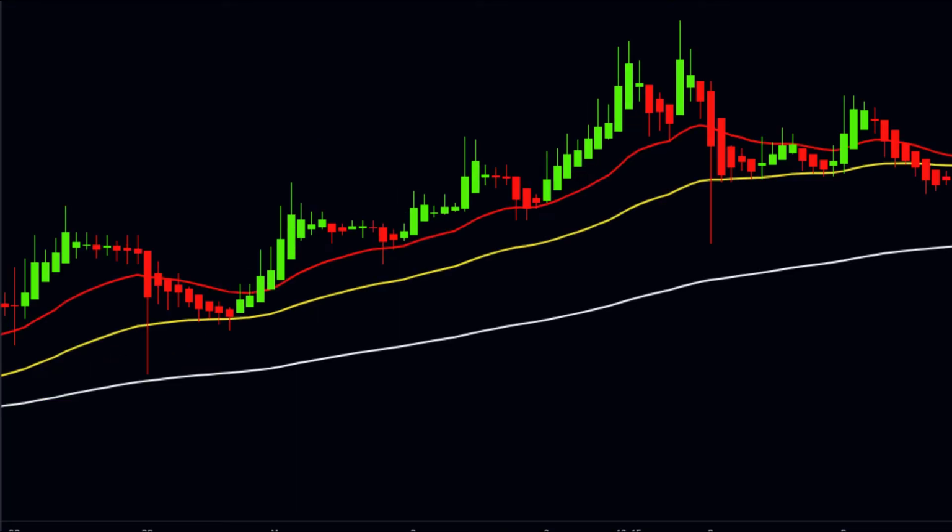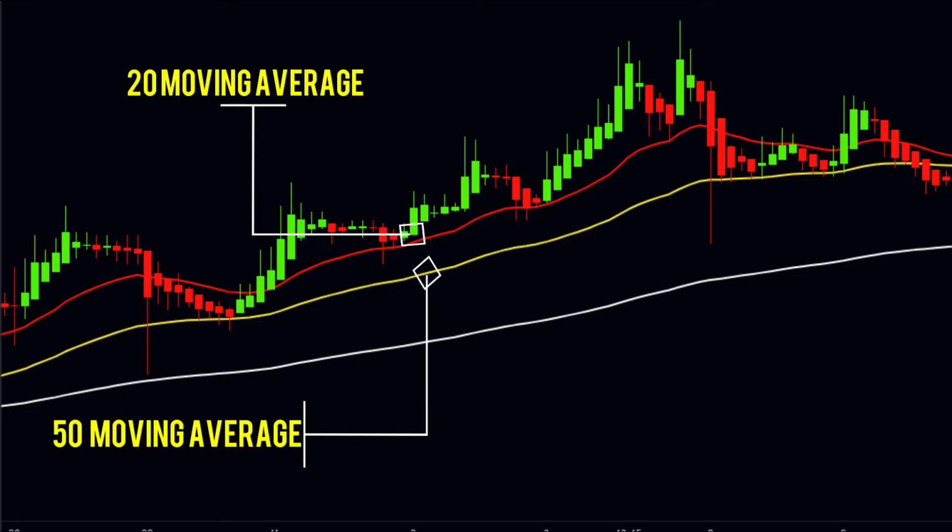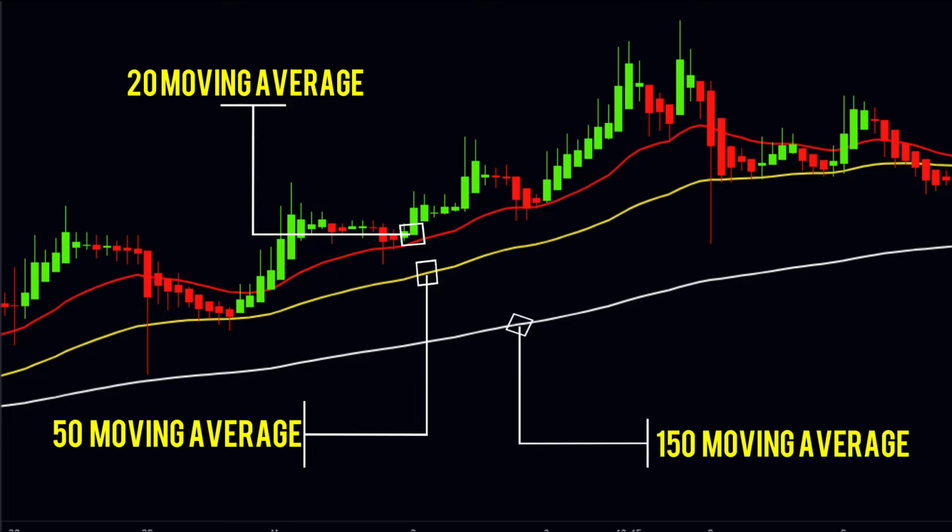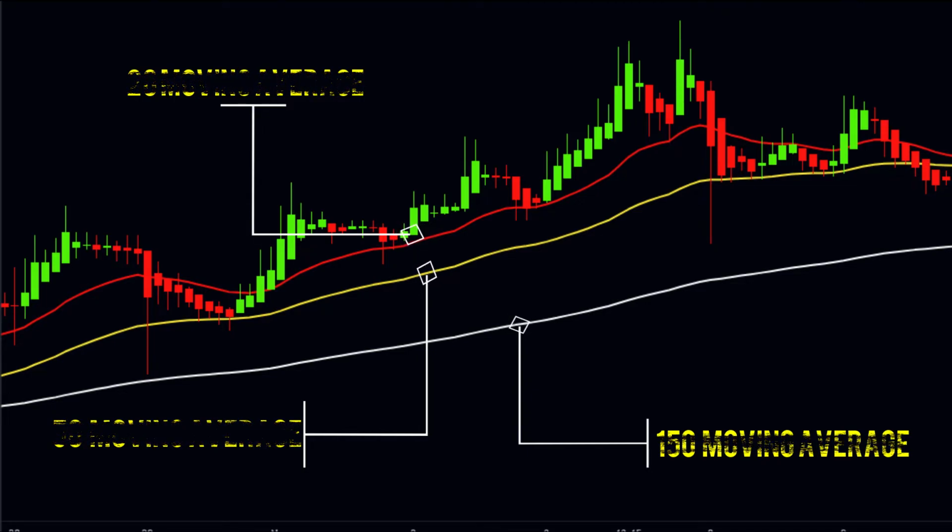As you can see, we have plotted 3 moving averages over here: 20 moving average, 50 moving average, and 150 moving average. You can notice here that as we go to a higher moving average, the curve of the moving average goes farther from the price trend. The 20 moving average curve is nearer to the price trend and the 150 moving average curve is far from it. Generally, 20 moving average is preferable for short term, 50 moving average for medium term, and 150 moving average for long-term traders.